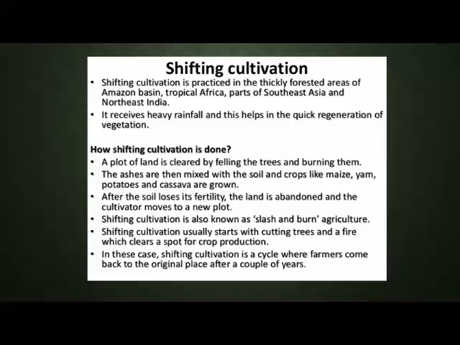Shifting cultivation usually starts with cutting trees and a fire which clears a spot for crop production. In this case, shifting cultivation is a cycle where farmers come back to the original place after a couple of years.